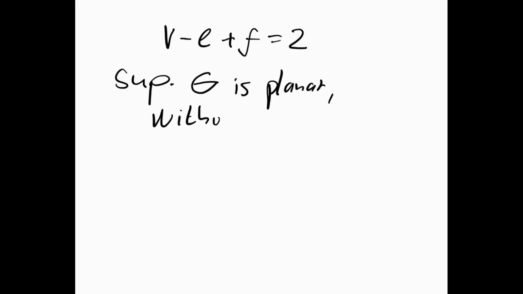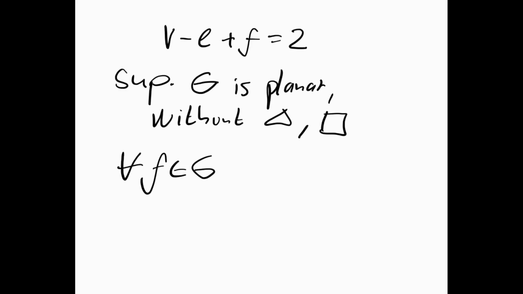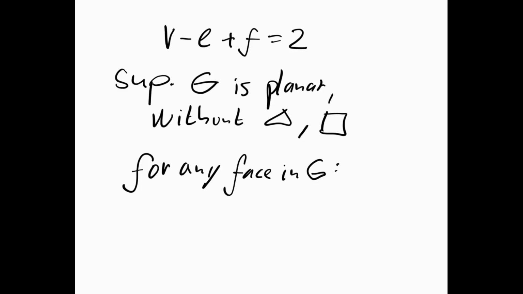without 3 cycles, 4 cycles. So without triangles and 4 cycles. That means that for any face in the graph, that's how I can say it, it's just an arbitrary choice of how to denote it, or for any face in G, the length of it is at least 5. There's no 3 cycles and 4 cycles.